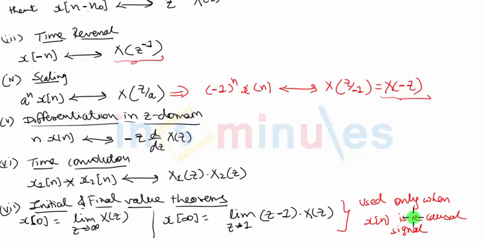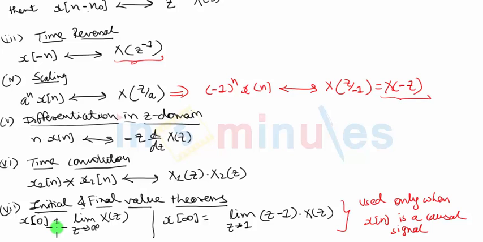A causal signal is the one which is 0 for n less than 0, and hence its first non-zero value will start from n equal to 0. So x of 0 will be the very first value, non-zero value I would say, in the causal signal, and hence only in that case we can talk about these initial and final value theorems.